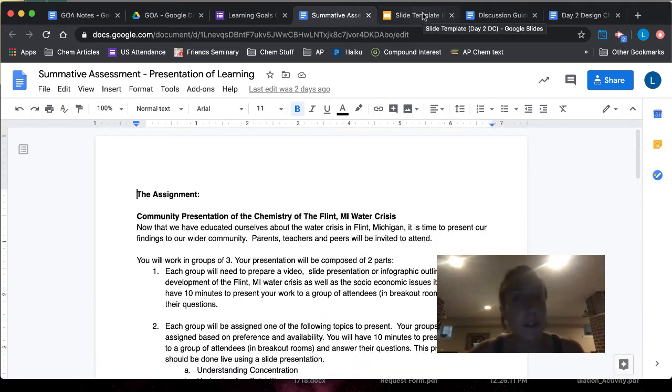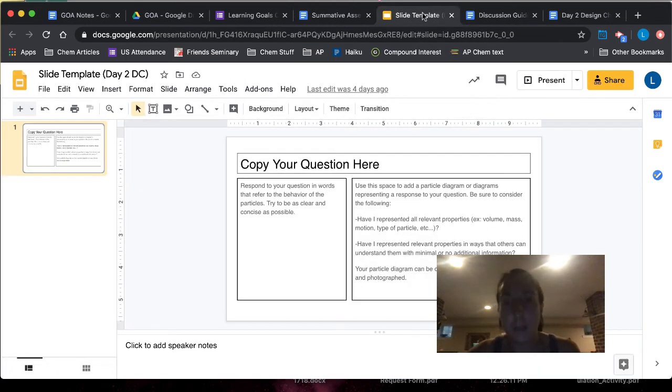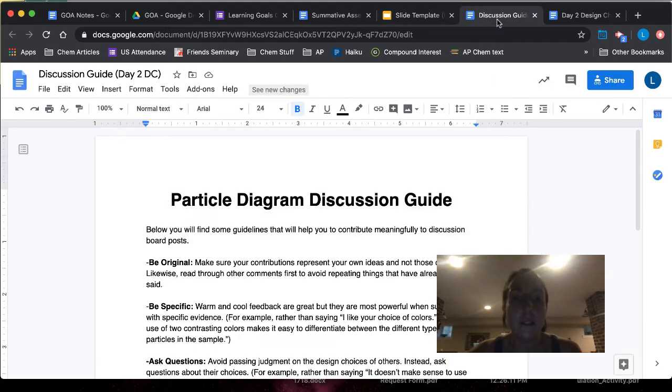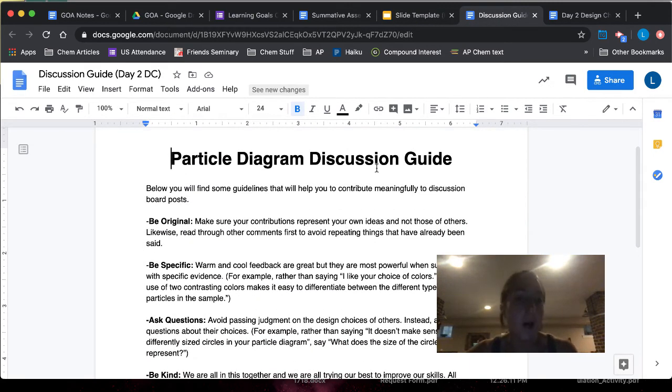And finally, a third design challenge that I wanted to share is this discussion guide that I came up with. A big part of my class is working on particle diagrams. So one of the major goals of chemistry is to help students visualize particle level behavior and use it to explain macroscopic observable phenomena. So we spend a lot of time drawing particle diagrams, talking about particle diagrams, critiquing each other's particle diagrams, but I've never really developed a comprehensive guide for those discussions.